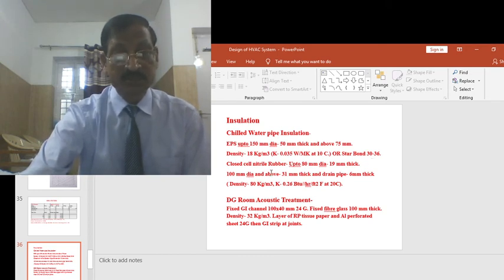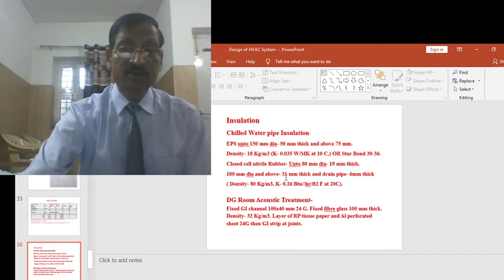Closed cell nitrile rubber is also available nowadays, up to 80 mm, 90 mm thick and above 100 mm dia and above 31 mm thick. For drain pipe, 6 mm thick. Density 80 kg per meter cube.